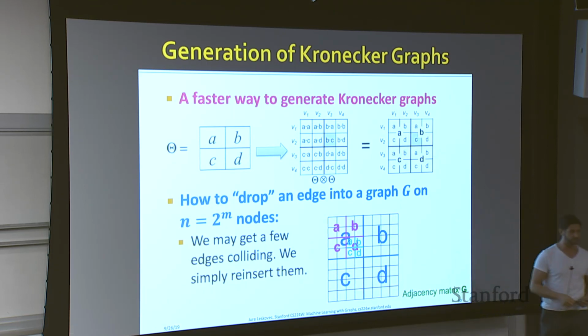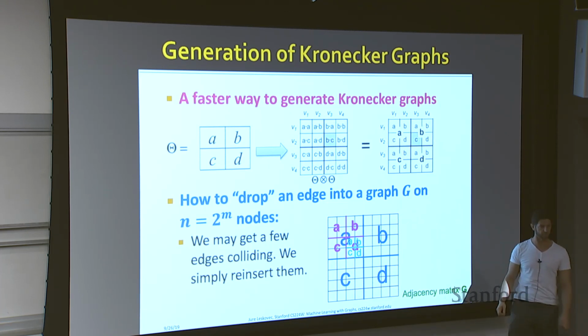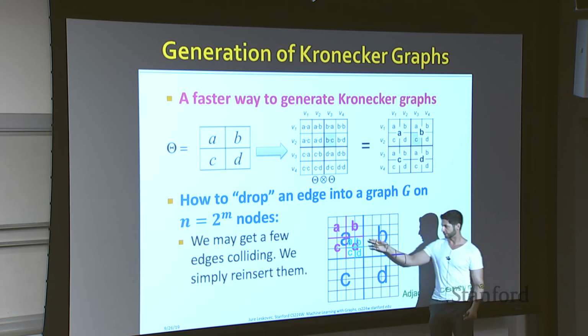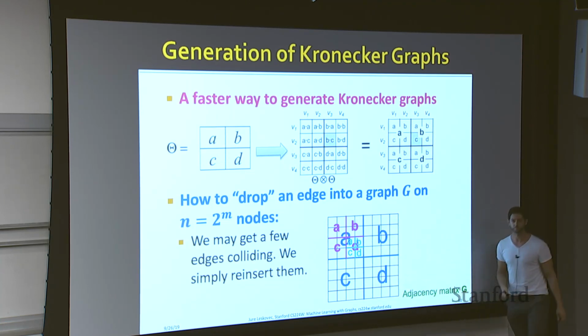Question? You're saying with a certain probability you insert it into a certain quadrant, right? What probabilities are you using for these? The probability from the initial matrix. Exactly. So it will be biased with that. Okay? Any other questions?